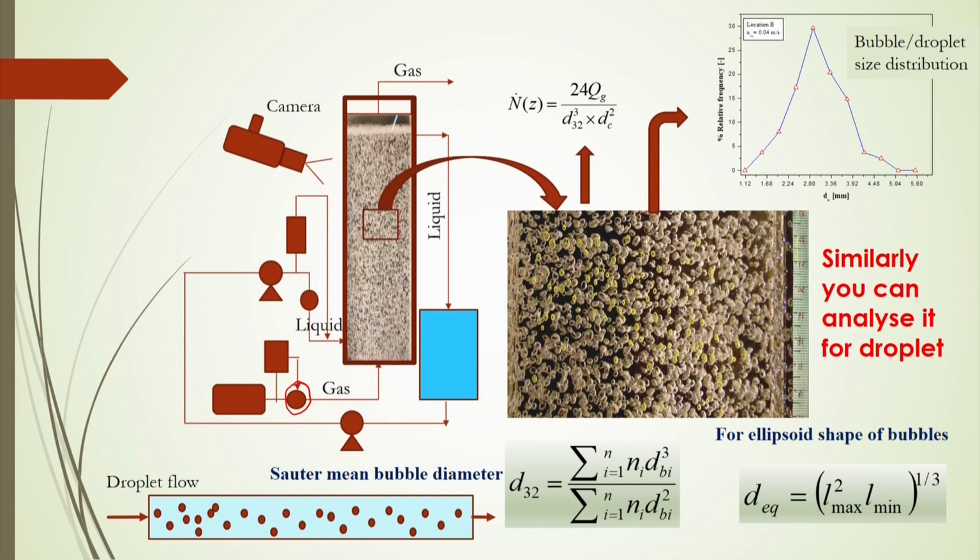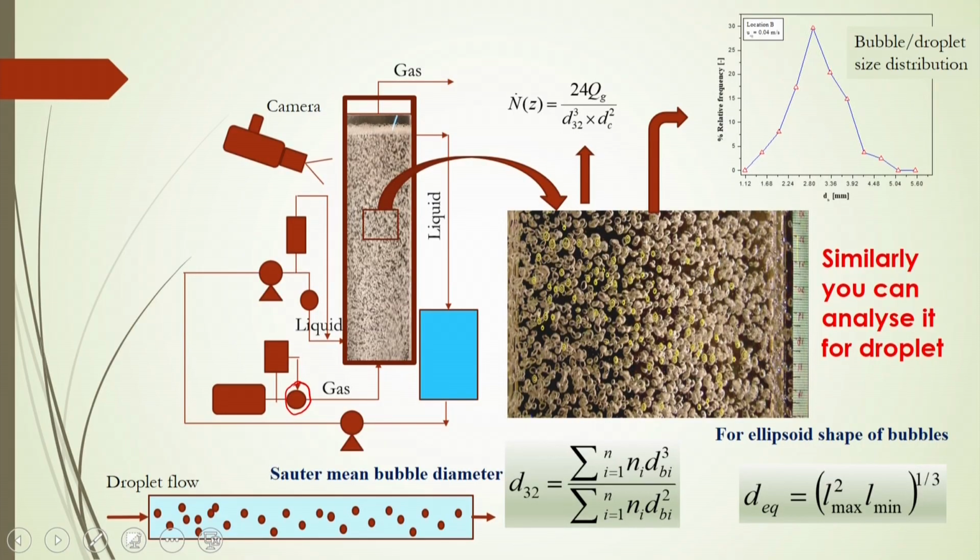one camera placed in front of the column, and the background of the column you can make black, so that you can get more contrast for the bubbles. And if you make this column a rectangular column, then it will be more accurate for measuring the size of the bubbles. So, one very common method is the photographic method.